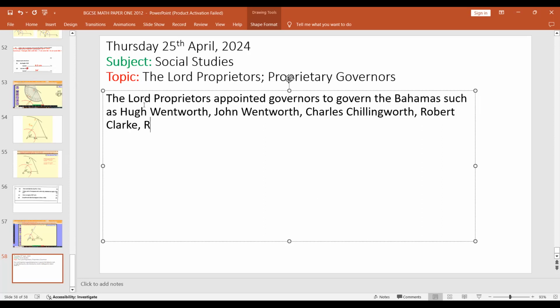As a result of a lot of the things that were going wrong from the proprietary governors and government, that's when crown colony government was introduced. And then you had royal governors, and they did better than the Lord Proprietors and their governors. So like George Finney and Woodes Rogers, they are royal governors, and they did better than the Lord Proprietors.